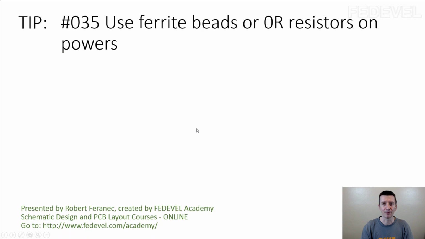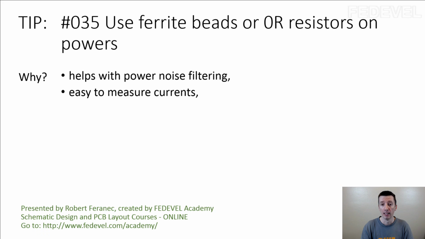Don't forget tip number 35, a very useful one. Use ferrite beads or 0-ohm resistors on powers. Why? It helps with power noise filtering, it is easy to measure currents, and the circuit can be disconnected.